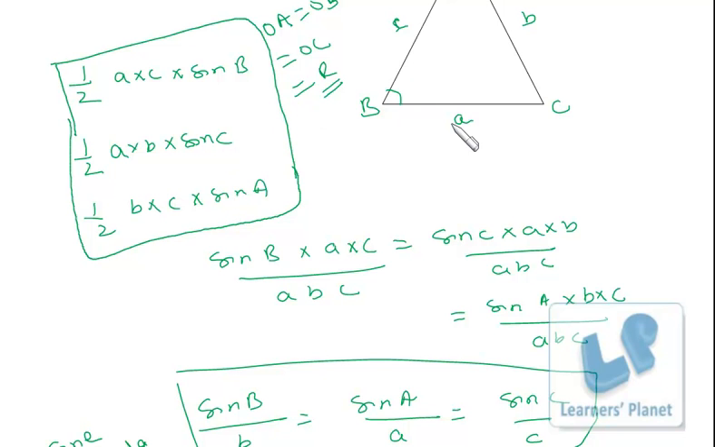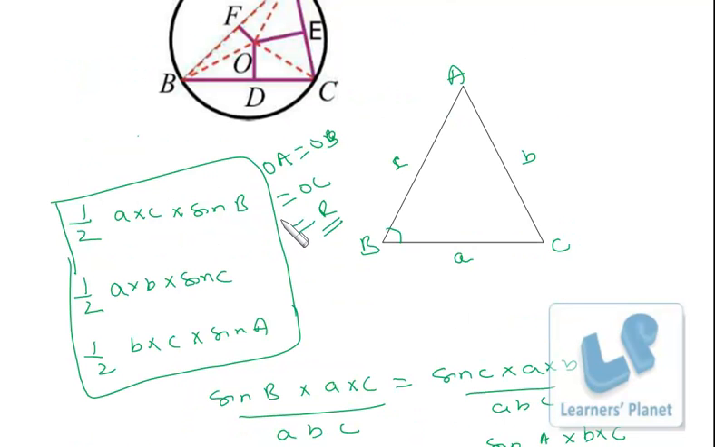If you know the lengths of A and C, and if you know this angle, then you can find the area of the triangle. Similarly, if you know these two lengths and this angle, then also you can find the area. So it depends on whatever data is given to you; according to that you need to use the formula. So we discussed the circumcircle, circumradius, and circumcenter.